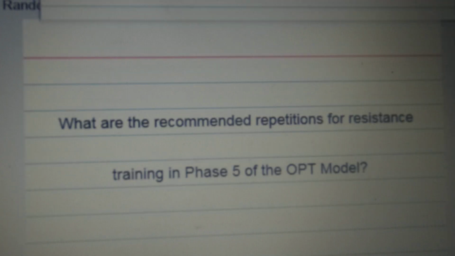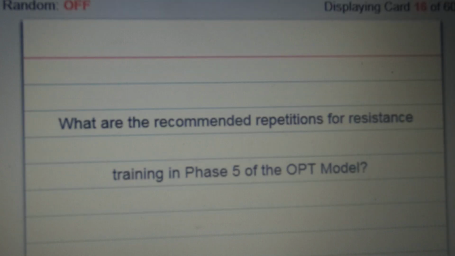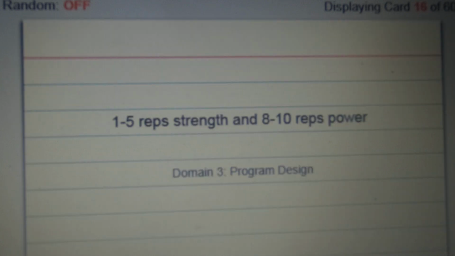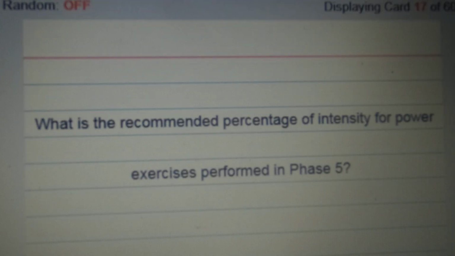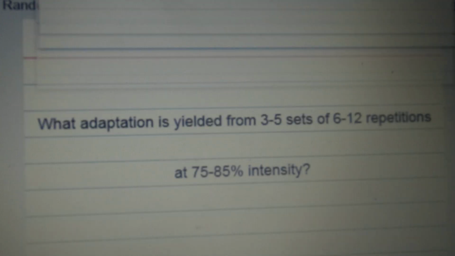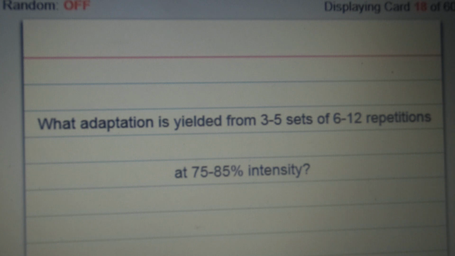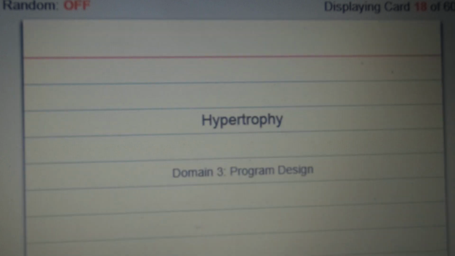What is the recommended tempo for core power exercises? The same. What is the recommended repetition resistance training in phase 5 of the OPT model? 1 to 5 reps strength and 8 to 10 reps power. What is the recommended percentage of intensity for power exercise performed in phase 5? 30 to 40%. What adaptation is yielded from 3 to 5 sets to 6 to 12 repetitions at 75 to 85% intensity? Hypertrophy.